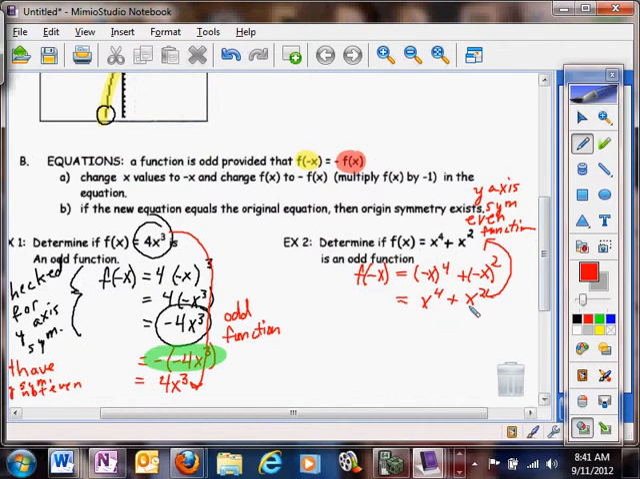But I'm going to go ahead and check for odd or origin symmetry as well. So to do that, I multiply what I have here by -1. Distribute, and I get negative x to the fourth minus x squared, and it does not match the original. Does not match. So it's not odd. Not odd. No origin symmetry.